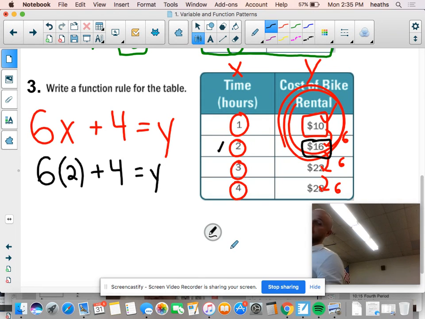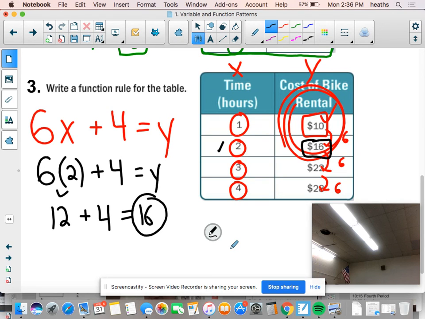Okay, so again, order of operations, let's not forget that. We're going to do 6 times 2, which is 12. 12 plus 4, which is 16, is our y value. So if you do 2 hours, you plug it into our function rule, it's going to equal 16.